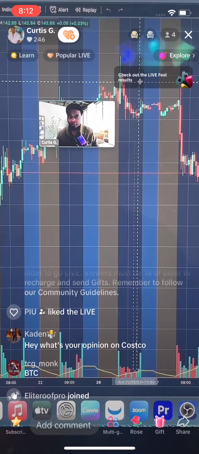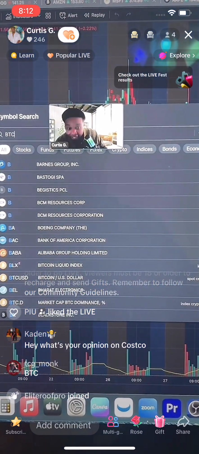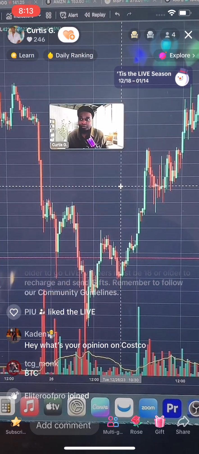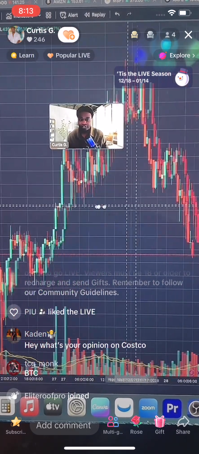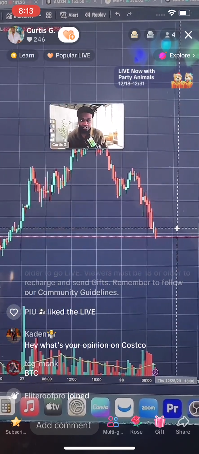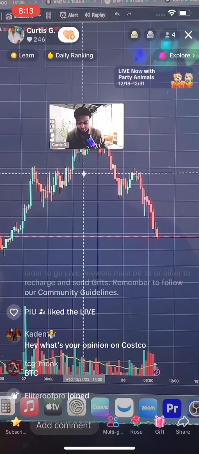Let me bring it up right quick. Oh, shoot. I really need to get my streaming skills up. All right, let's take a look at BTC. We've got BTC on the 30-minute chart. It looks very, very bearish. This chart isn't even set up correctly for me. So it looks bearish for the day.